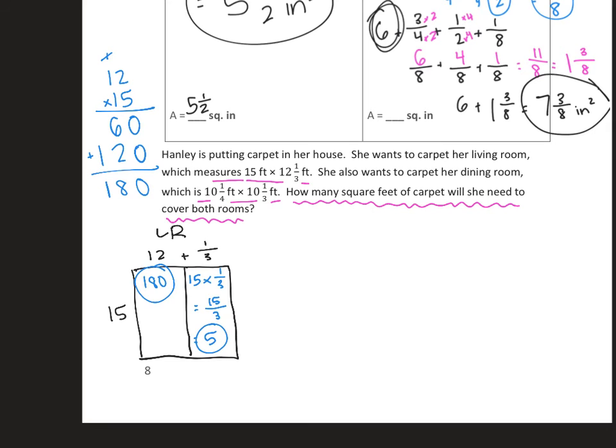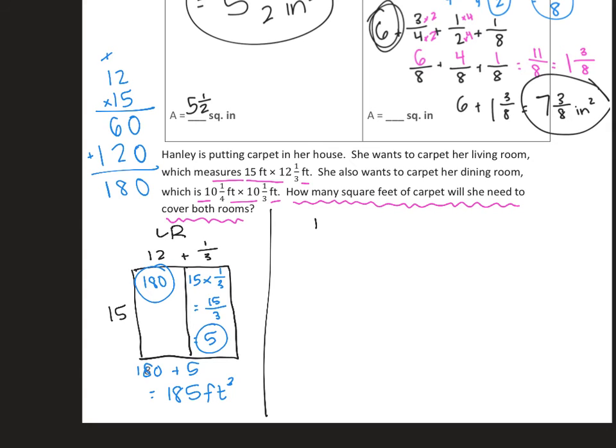So 180 plus 5 gives us 185 square feet for the living room. Okay? So we have the living room. Now we need to do the dining room.